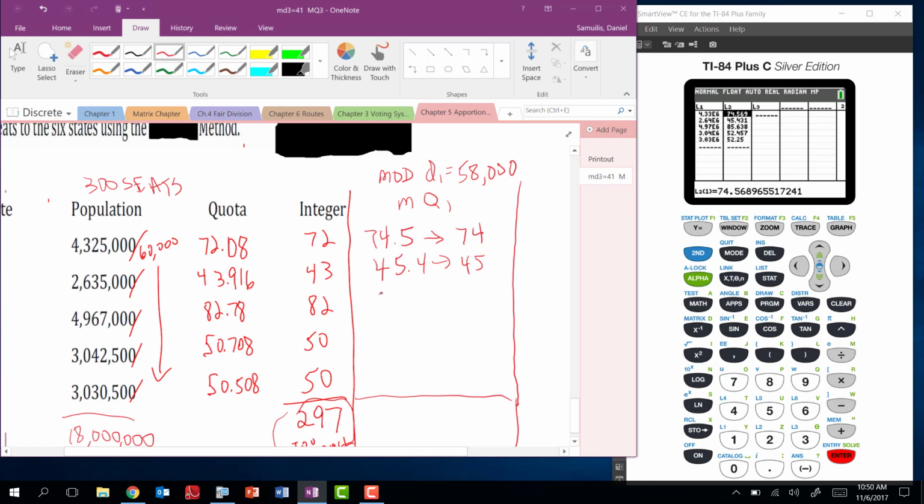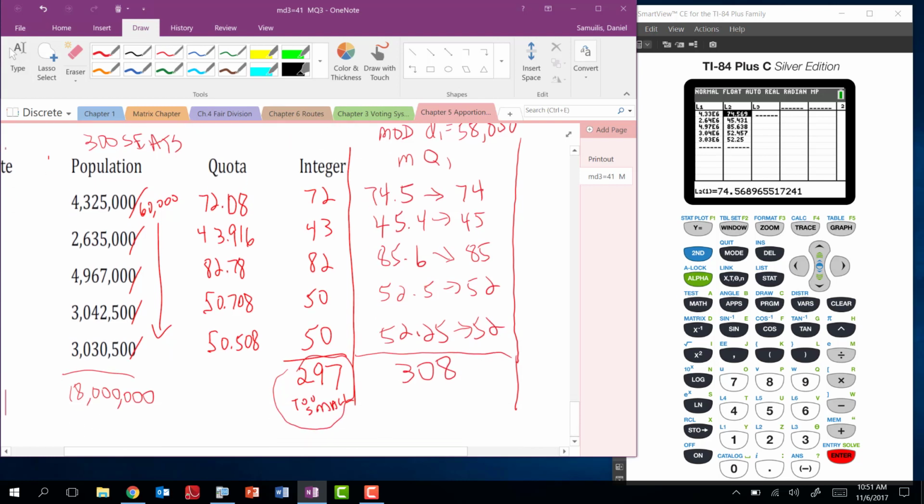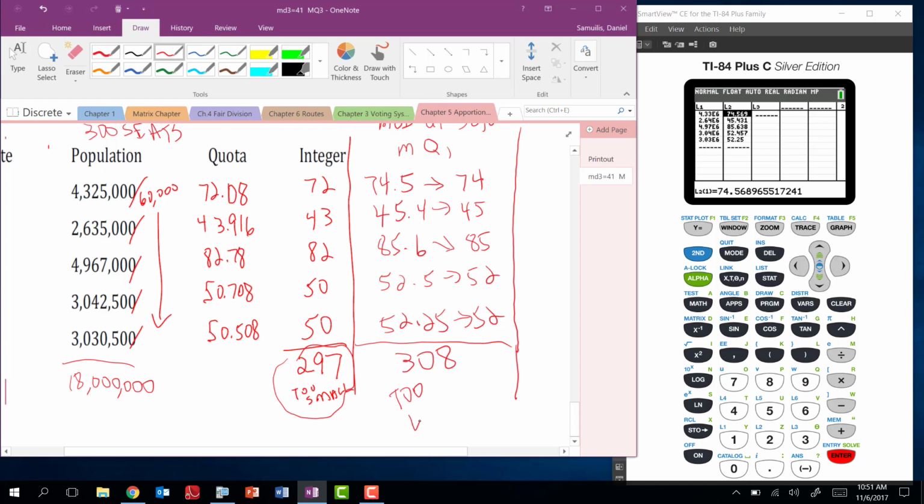Oh, my gosh. 85.6. So don't feel bad. You know, trial and error, this will happen, that you choose a modified divisor that swung way too far to the other side. Now, what do we add? 2, 4, 5, 6, 7, 8, 9, 10, 11. So I added 11. 297 plus 11 is 308. I am way over. This is too large.